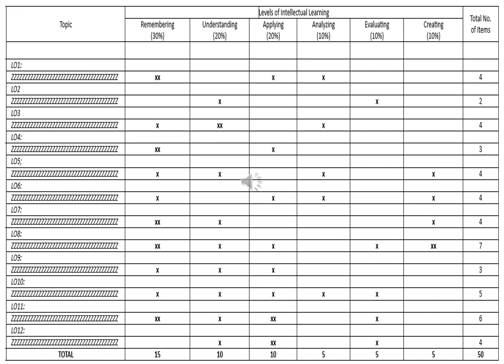Now, after verifying that the vertical sum of all the 6 cognitive levels are satisfied, your next step is to verify the sum of the number of items per learning outcome. So for learning outcome 1, the total number of items is 4: 2 for remembering, 1 for applying, and 1 for analyzing.